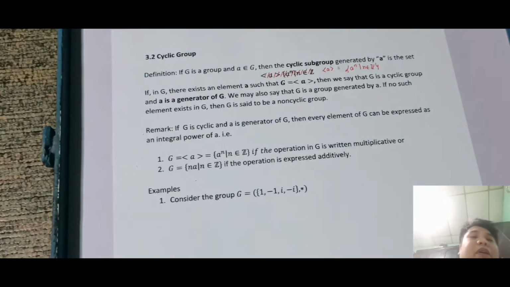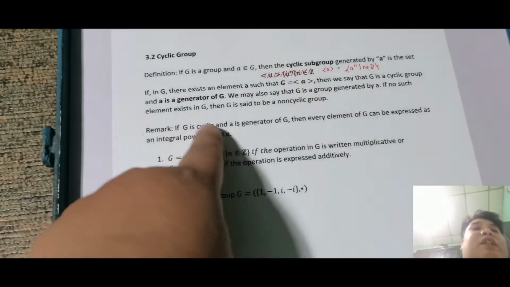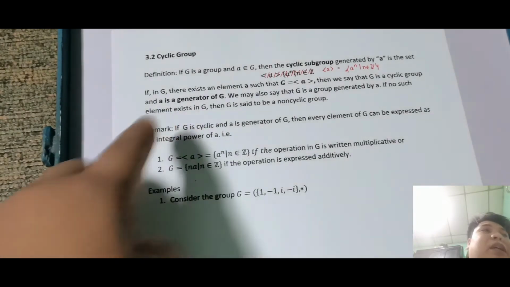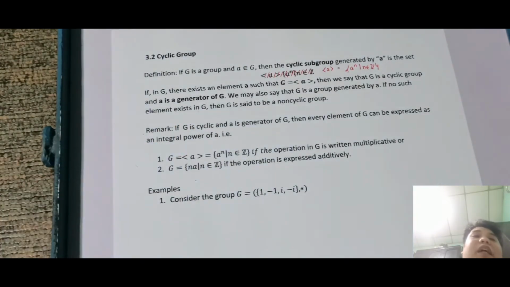So, yan nga yung sinasabi ko. Kung cyclic si G tapos may generator si A, lahat ng element ni G kayang tawagin ni A basta i-raise mo lang si A sa integral power. Kunyari A raised to 1, A raised to 2, A raised to 3, A raised to 4. Mga ganong part. Kaya nang tawagin kahit sino dun sa element ni G. Makakita kayo ng example later on.